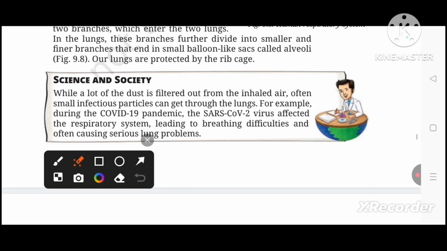Science and society. While a lot of dust is filtered out from inhaled air, often small infectious particles can get through to the lungs. For example, during the COVID-19 pandemic, the SARS-CoV-2 virus affected the respiratory system, leading to breathing difficulties and often causing serious lung problems.